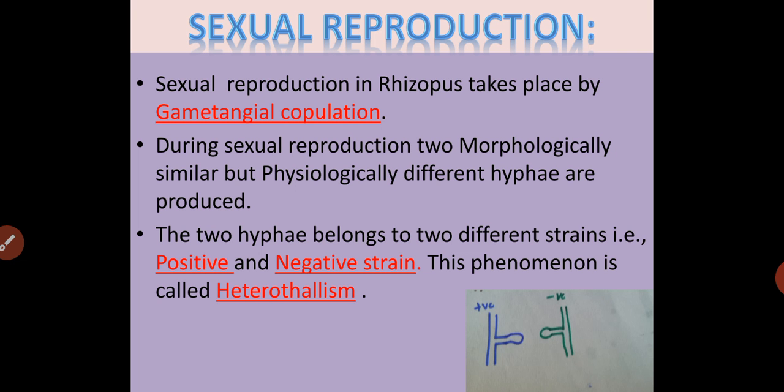This phenomenon is called heterothallism. Hetero refers to different, thallism refers to thallus. So, because of the presence of two types of thallus involved in the reproduction, this condition is called heterothallism.